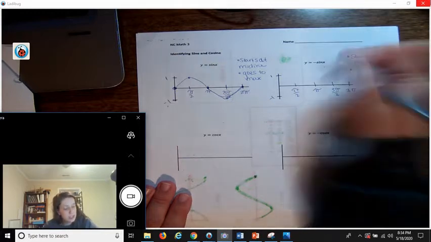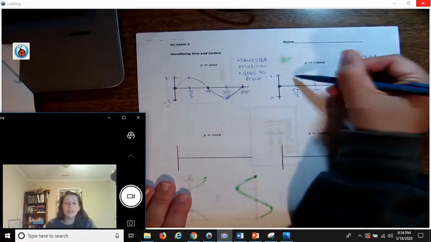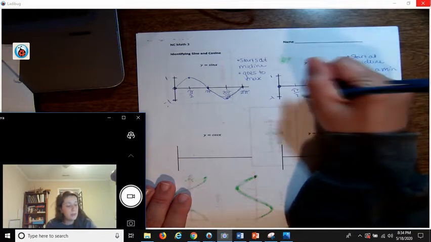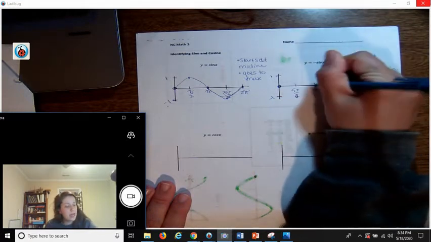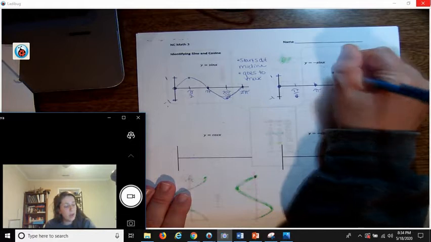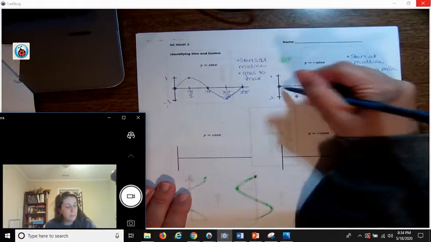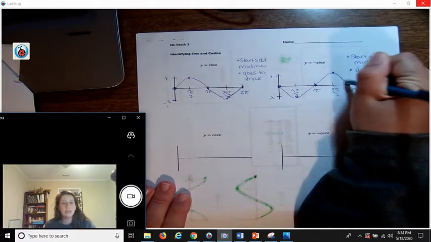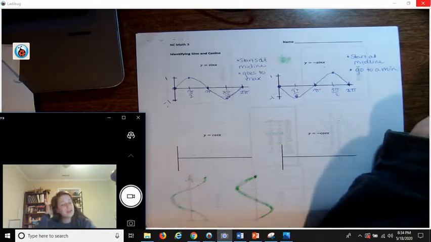Okay, so it's going to start at the midline, and instead of hopping up like it did before, it's going to come back down to a minimum, then go back to our midline, then hit our maximum, then go back down to our midline again. Okay, so like this. All right, so that's our negative sine function.